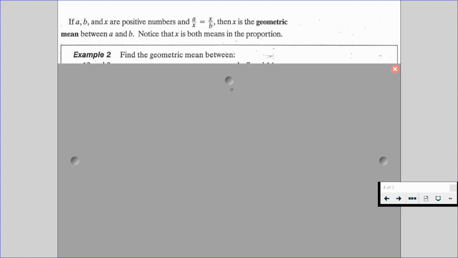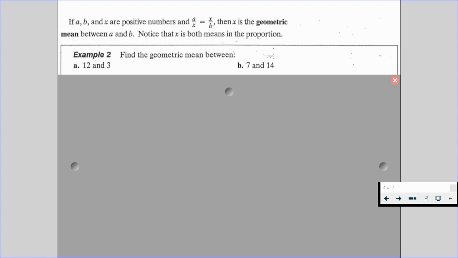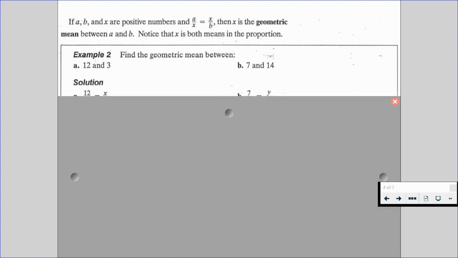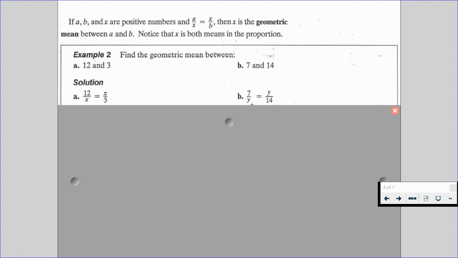In example number 2, we're asked to find the geometric mean between the following two values. We have 12 and 3, and 7 and 14. We're going to set these proportions up very, very similarly. We're going to end up with 12 over x is equal to x over 3 for a, and 7 over y is equal to y over 14. You could even use x. You could use whichever variable you want to here.